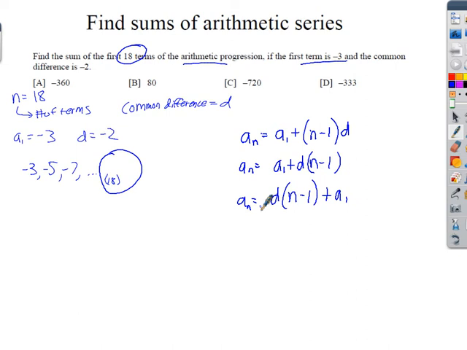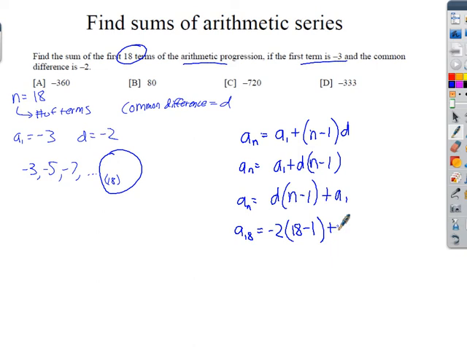So if we're going to find the a sub 18th term, we've got a common difference of negative 2, and we were looking for 18. We have 18 terms in the series, and we know that the first term is, what was the first term? Negative 3.